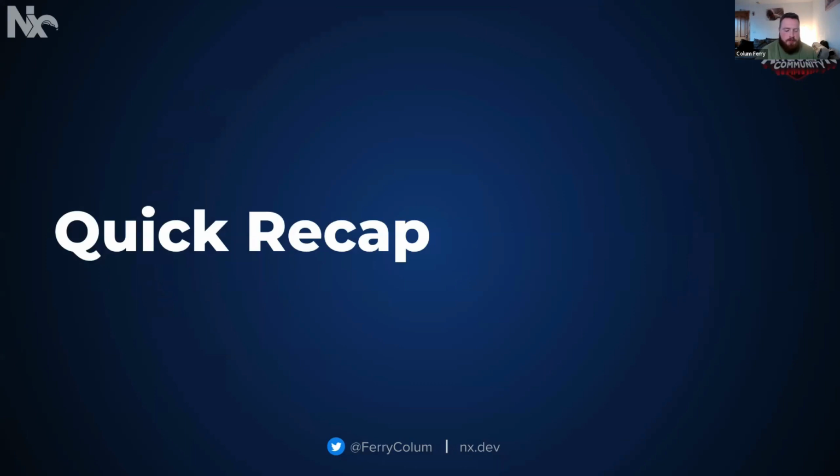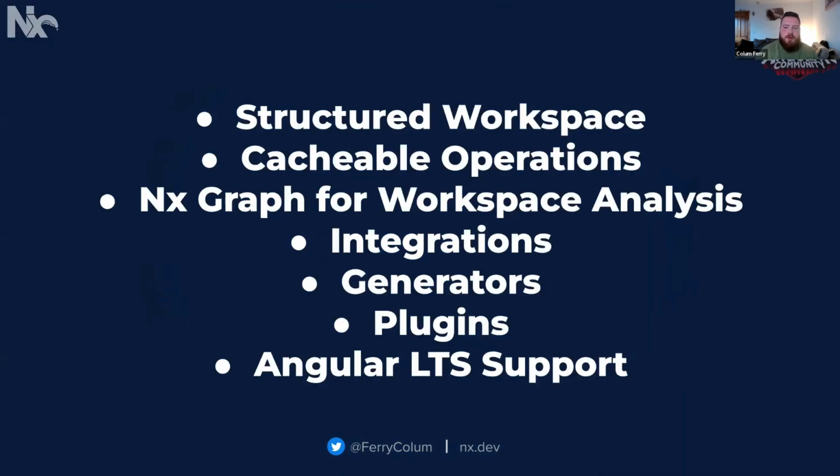Okay, so quick recap of what we've got. We've got a structured workspace where we create our features and our shared code and libraries, which enables better cacheable operations so that we don't ever run the same code twice, and we only ever run the tests and the builds on the projects that are actually affected by changes we make. We've got an NX graph so we can analyze our workspace and see any possible circular dependencies or any projects that are being imported into the wrong place. Maybe they should be scoped by a separate application or a separate feature and they are being imported somewhere else.